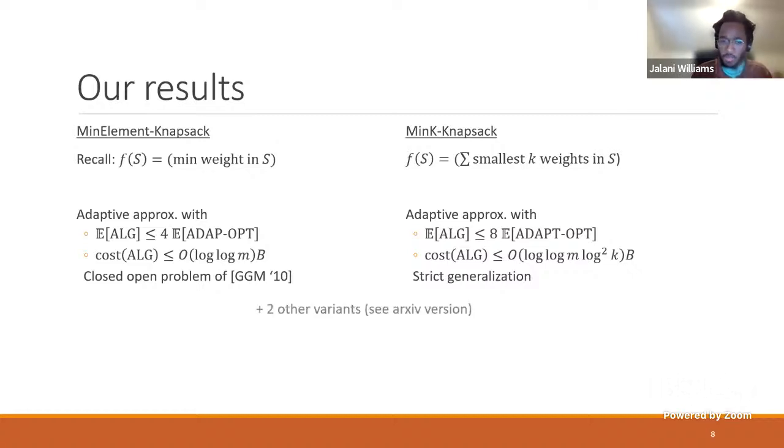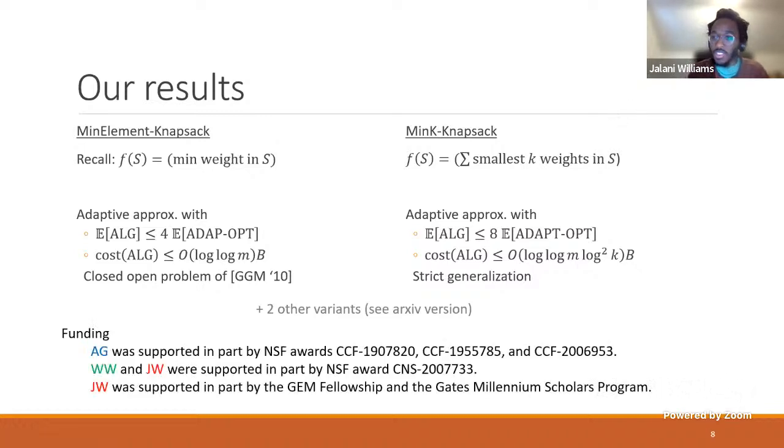So besides this, in our paper, in the arXiv version, we treat two other variants, and I think we're probably about out of time right now. So I'm just gonna thank our funding sources and open the floor for questions.